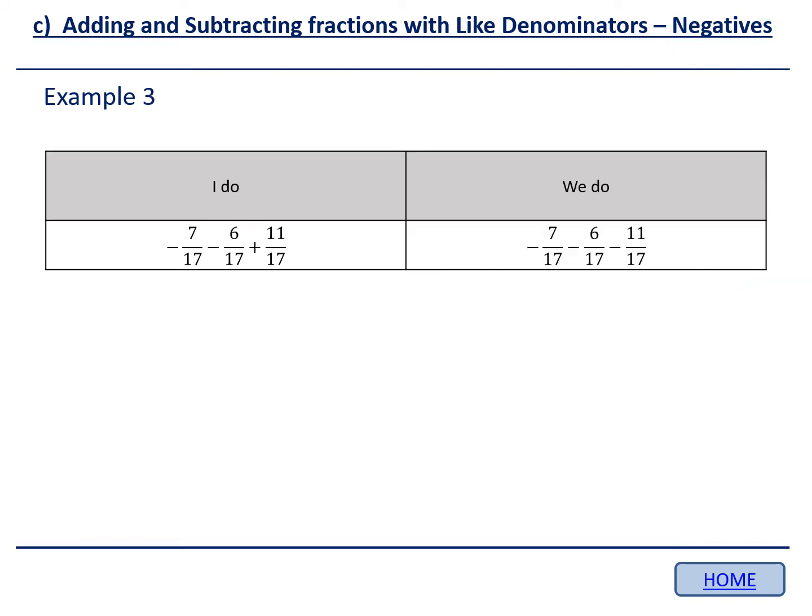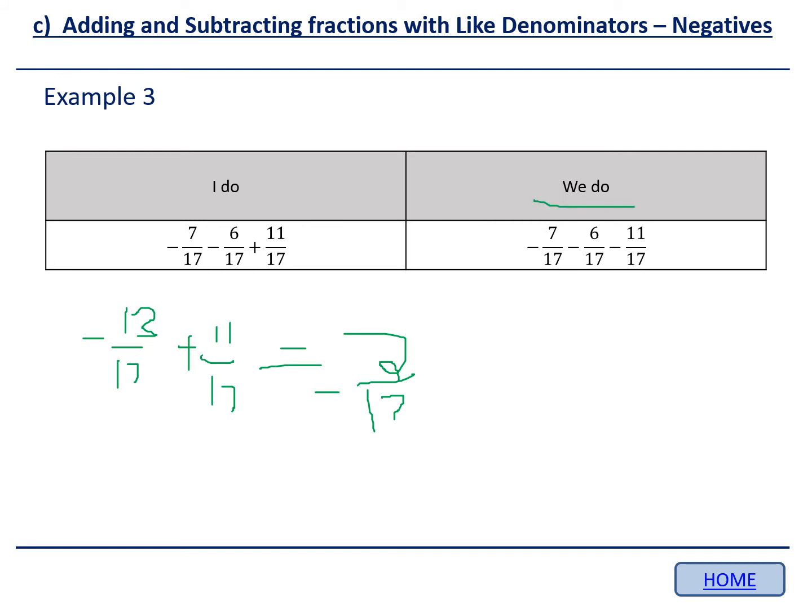Now we have three fractions. We've got a minus 7 over 17 to take away 6 over 17. So that's going to leave us with minus 13 over 17, my mistake. And then we need to plus 11 over 17, which will leave us with, what will that leave us with? 2. Big 2 over 17. And don't forget the minus. So minus 2 over 17 for the I do.